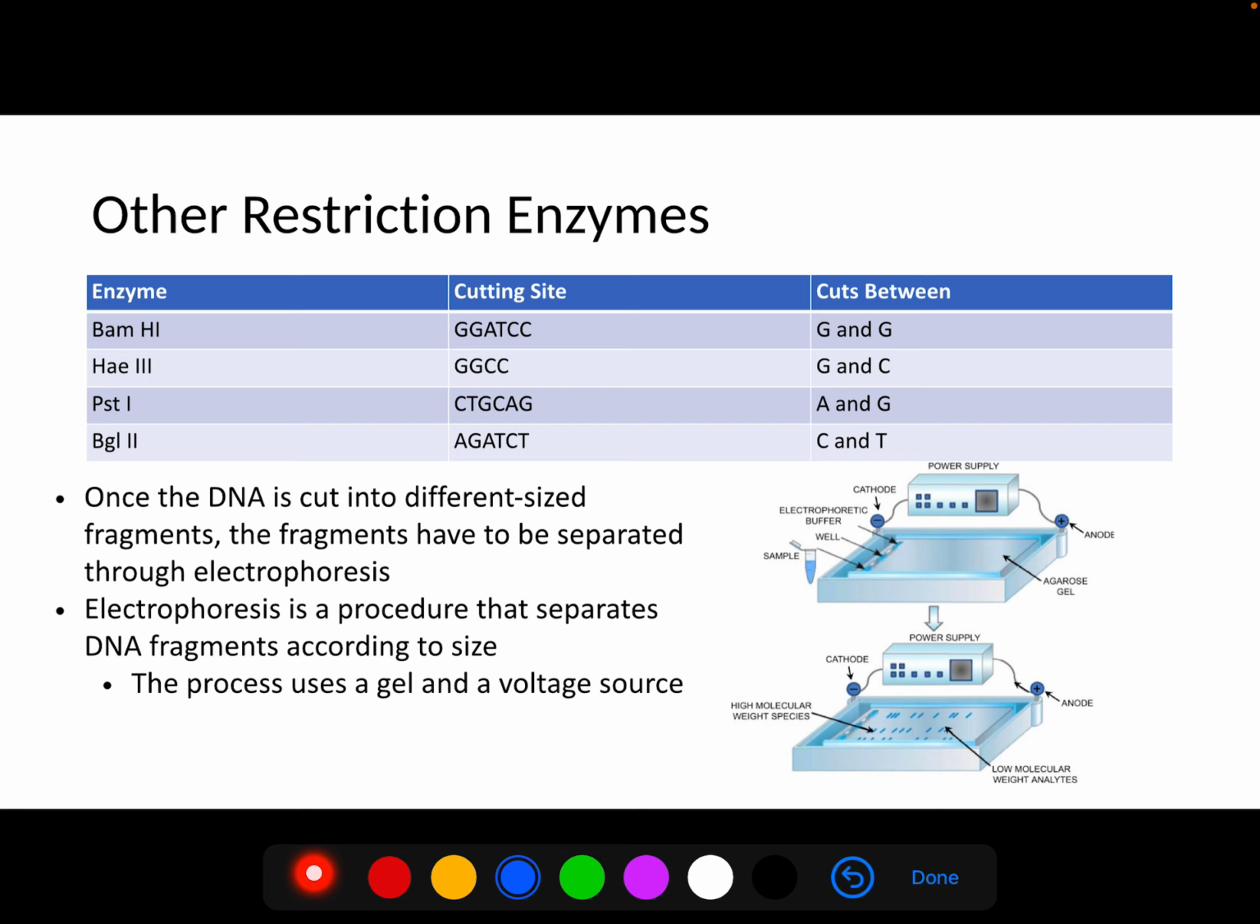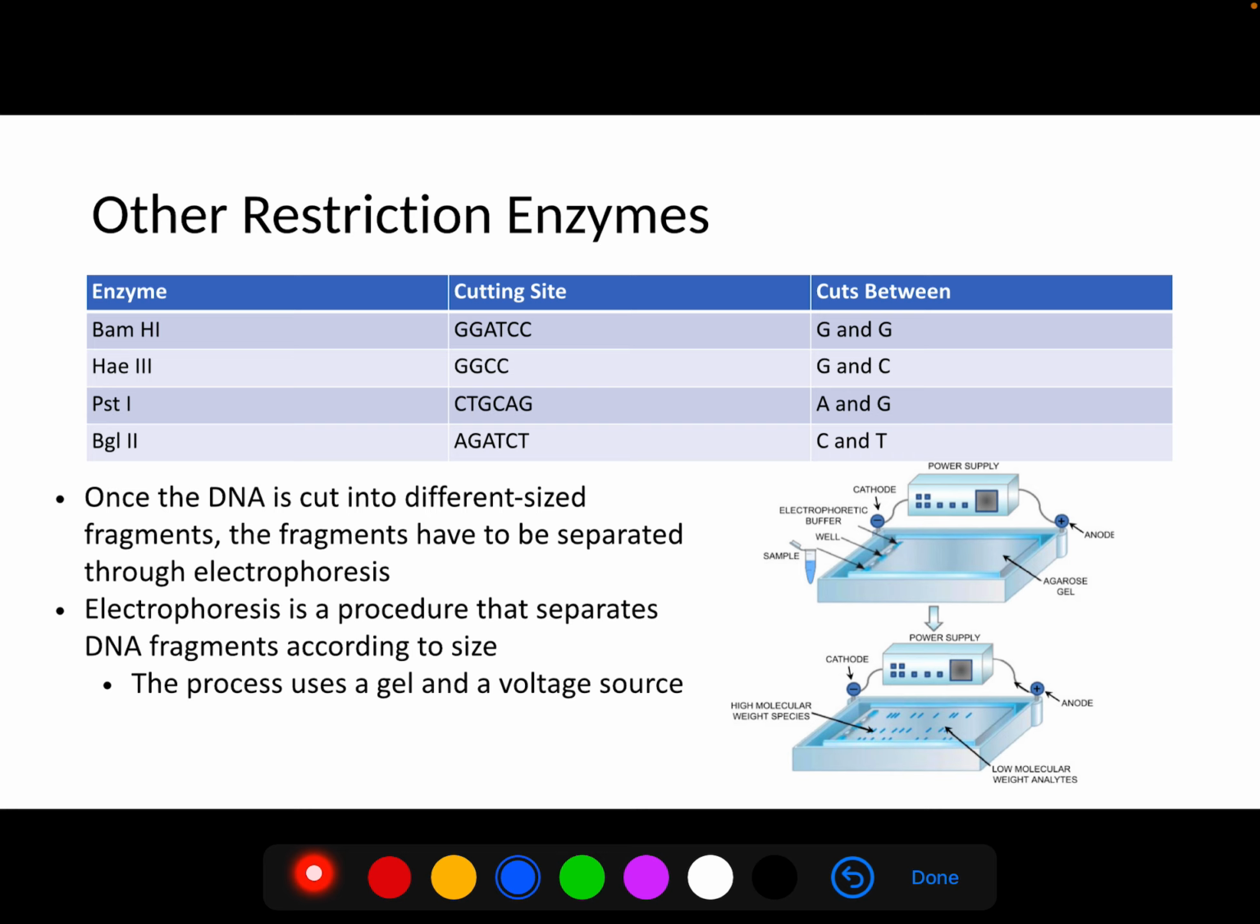So we said DNA, for it to be characterized, has to be cut into pieces. Once the DNA is cut into different sized fragments, the fragments have to be separated by electrophoresis. And electrophoresis is a lab procedure. We'll do one next week. But this separates DNA fragments according to size.